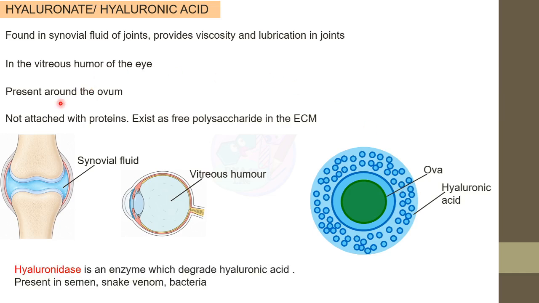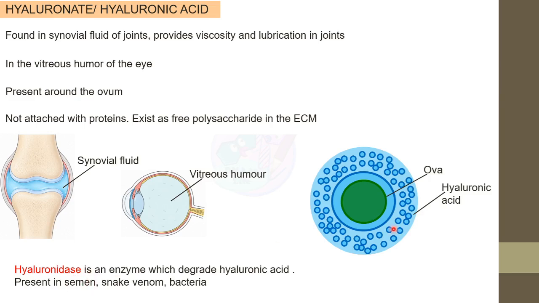Hyaluronic acid does not form proteoglycans, meaning it does not attach to proteins covalently. It exists as a free polysaccharide in the extracellular matrix. Hyaluronidase is an enzyme which degrades hyaluronic acid. It is present in semen, snake venom, and bacteria.